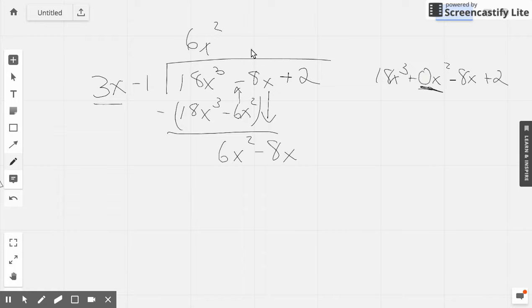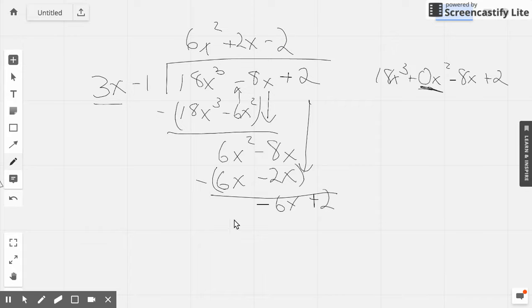All right, now 3x into 6x squared is 2x, so plus 2x. 2x times 3x is 6x squared. 2x times negative 1 is negative 2x. Do my subtraction. I end up with negative 6x plus 2, bringing this down. Okay. 3x goes into negative 6x negative 2 times. Negative 2 times 3x is negative 6x. Negative 2 times negative 1 is positive 2. If I do my subtraction, everything cancels out to 0. And this here is my final answer.